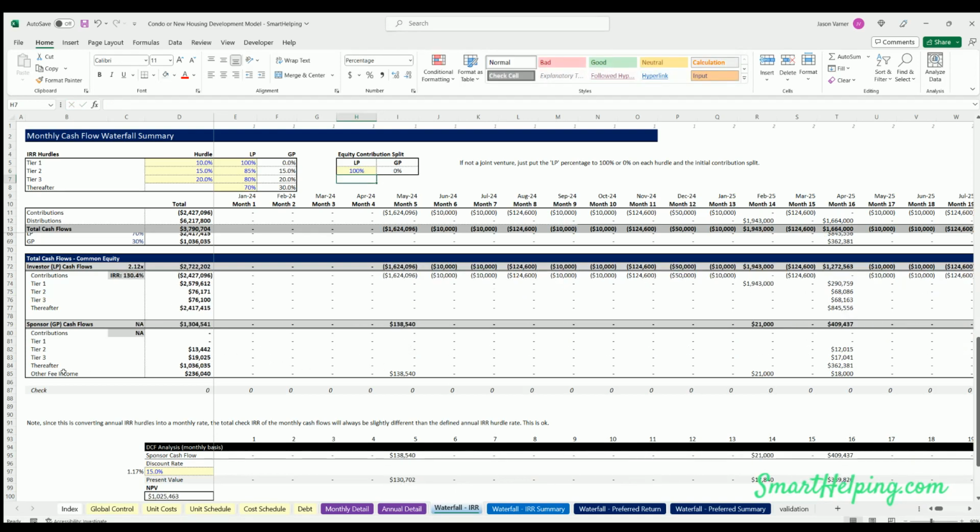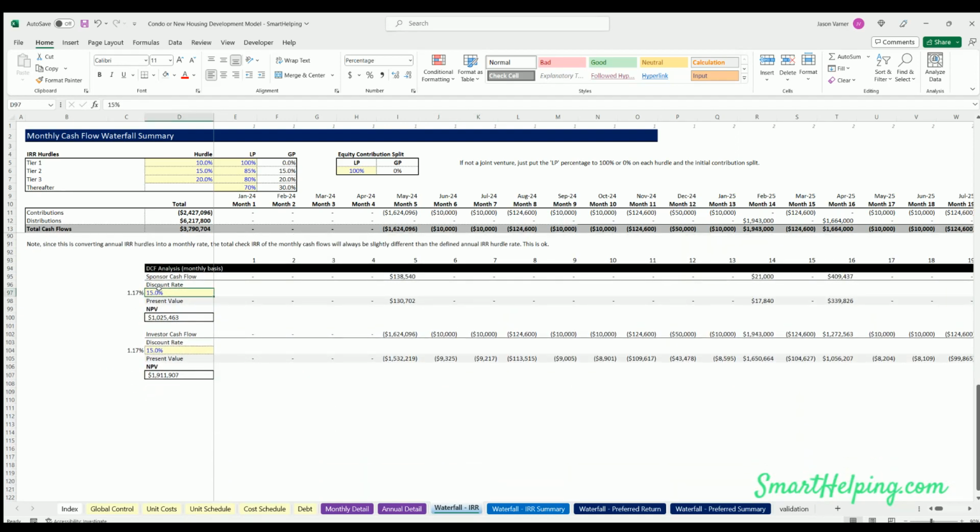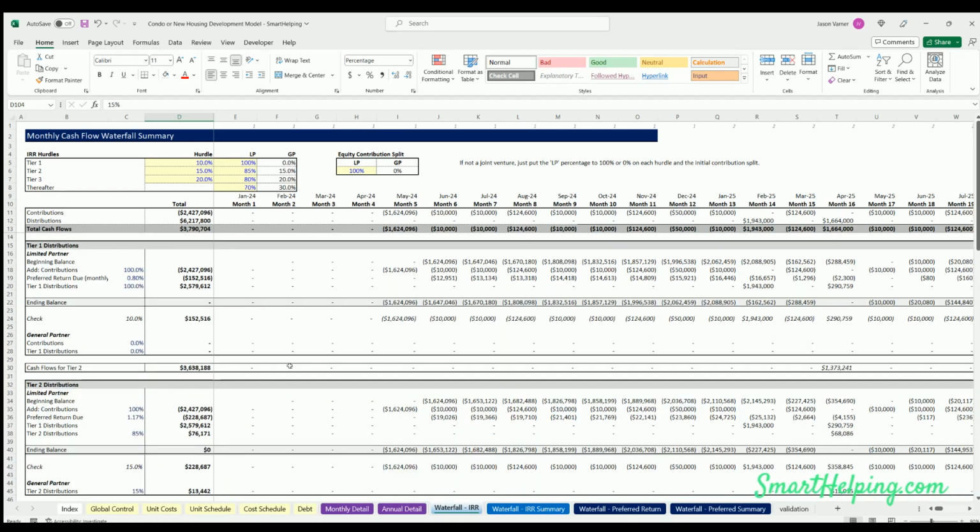And then they also have their other fee income happening here, which is part of the project cost, but it's income for them, for the GP. And then you can do a discounted cash flow analysis for both the LP and GP. Now, if there was no joint venture, you could just put 100% to the LP in each of these tiers, or 0% if you just want to. It's just who you want to have the total, but it'll just be one total.